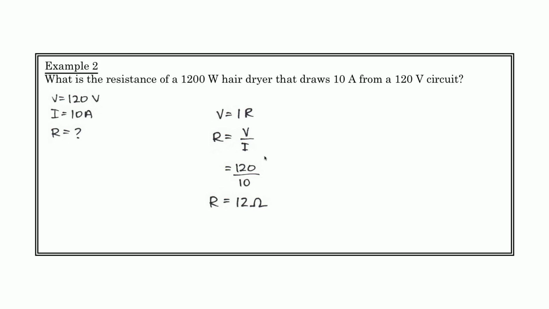Moving along, what's the resistance of a 1200 watt hair dryer that draws 10 amps from a 120 volt circuit? Okay, really, anything that you plug into the wall, if you know the current that it draws, and if you know the potential, and most of the time in North America we have 120 volts supplied by our sockets in the wall. We have 120 volts, we have 10 amps. We can certainly discover the resistance. We've got about 12 ohms would be the resistance of this hair dryer.